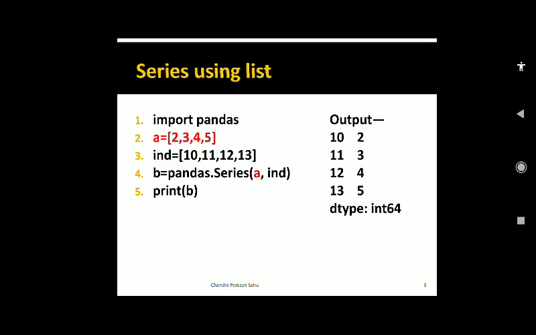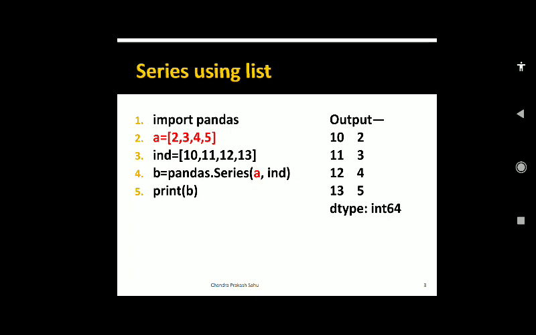The first line, import pandas, loads the pandas library to be used further. The second line is a list creation. The values are 2, 3, 4, 5. The third line is another list, ind, and in the fourth line the series function of the pandas library has been called like pandas.Series, and in brackets it has been passed two parameters, a and ind. The first parameter of the series function is the values for the series, while the second parameter is the index.